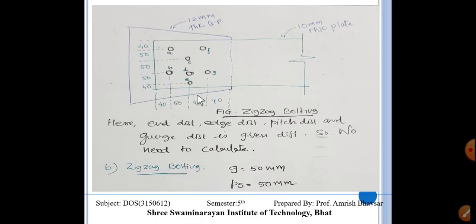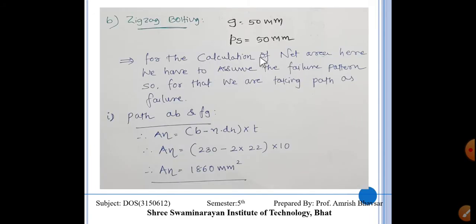Here they have given us the pitch distance for whenever the bolt is located at a different position. So for the zigzag bolting, here we have a gauge distance that is 50 and pitch distance is 50 and 45, both are there. So for the calculation of the net area, here we have to assume the failure pattern, so for that we are taking the path as a failure as we discussed.